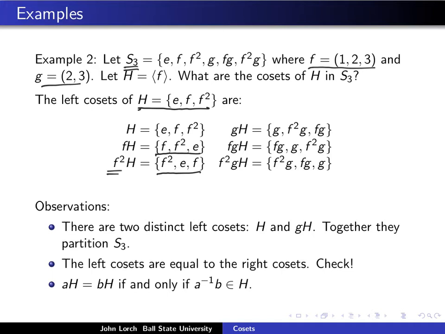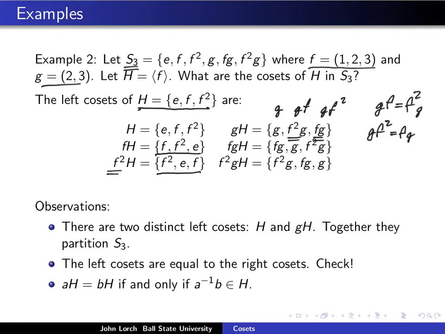So now if we multiply everything in H on the left by G, well, G times E is just G. G times F is GF. And G times F squared is GF squared. Now, remember, though, that in S3, GF and F squared G are identical. And that's why we list this as F squared G. And likewise, GF squared is the same as FG. And so that's where this FG is coming from.